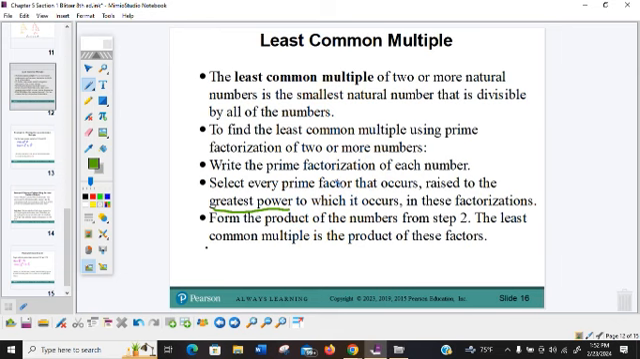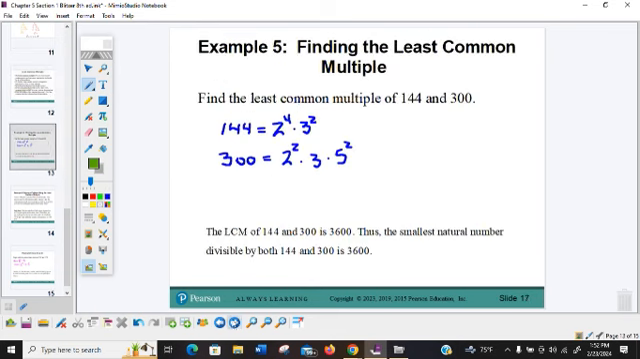And for greatest common divisor, we picked what they had in common. But for least common multiple, you pick every factor, not just what they have in common. You pick everything you see. So let's try one. Find the least common multiple. Okay, that's the first multiple that these will go into. 144 and 300. So we want both numbers to go into it evenly.